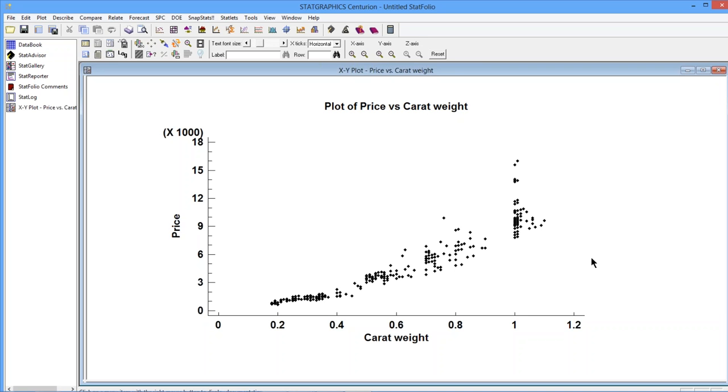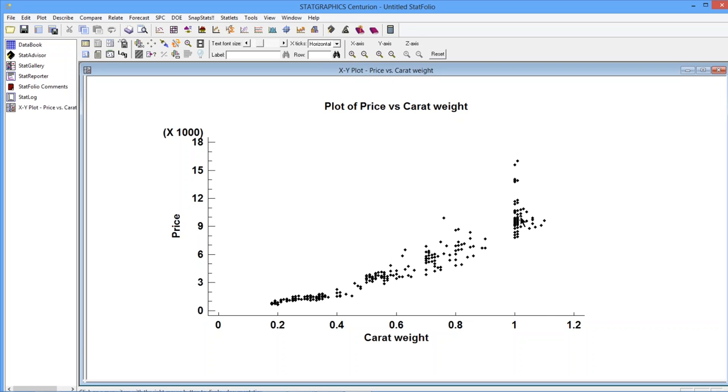You can also see something we call heteroscedasticity. That's a fancy way of saying that as the carat weight increases and the price increases, the variability around whatever relationship there is also increases. So if we're going to do some simple regression, we're going to have to find a way to handle both of those features in this data, both the nonlinearity between price and carat weight, and also the heteroscedasticity.